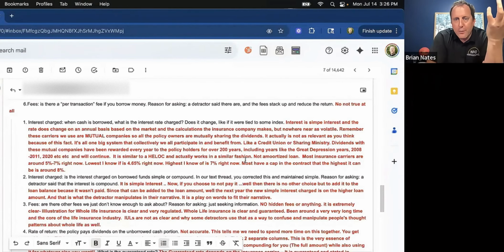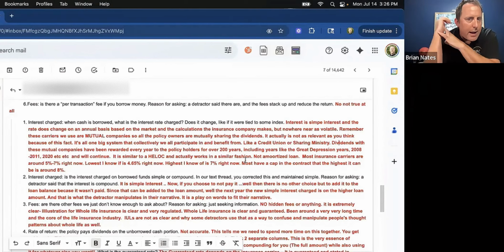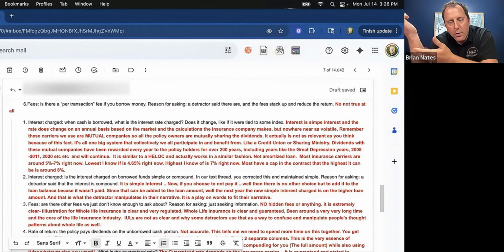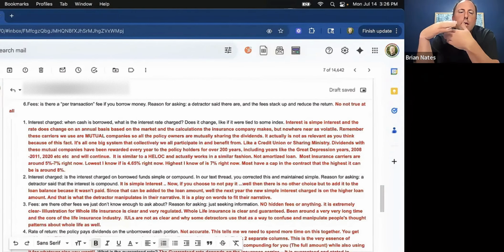Well, for over 200 years in a row, that's how it's worked, right? Including the Great Depression, 2008, 2011, 2010, 2020, recessions. The interest rate itself is similar to a HELOC and actually works in this. It's not an amortized loan. It is a line of credit. It's a simple interest loan, so it's calculated once a year. And right now it's somewhere between 5 and 7% for most carriers.